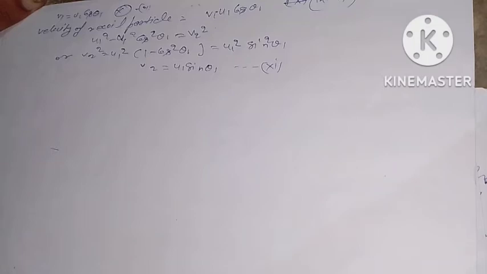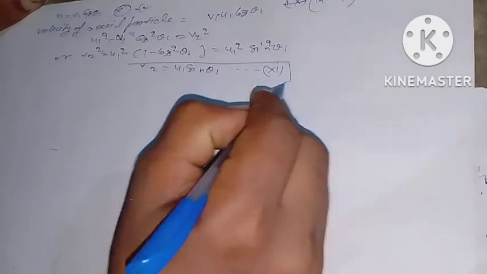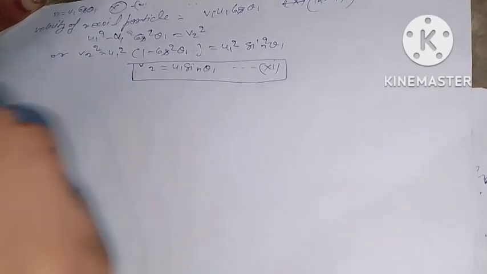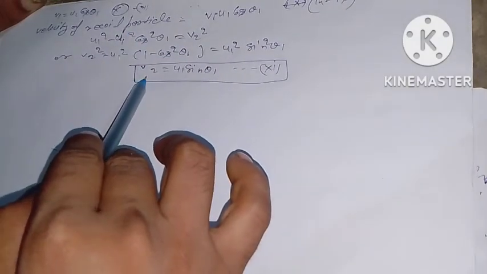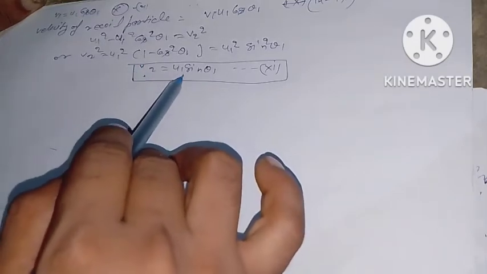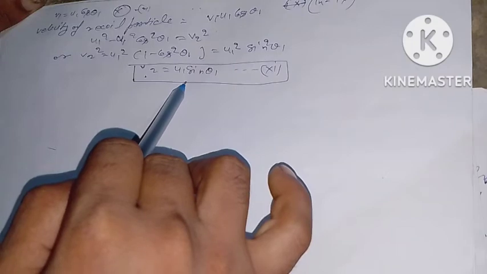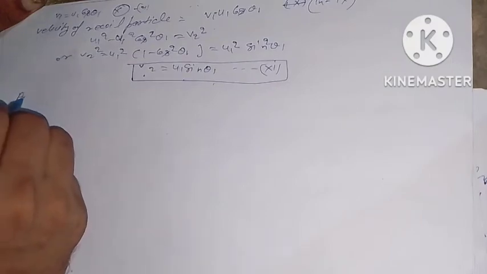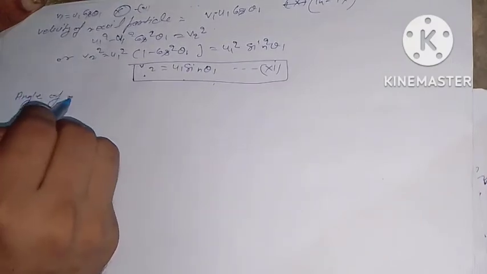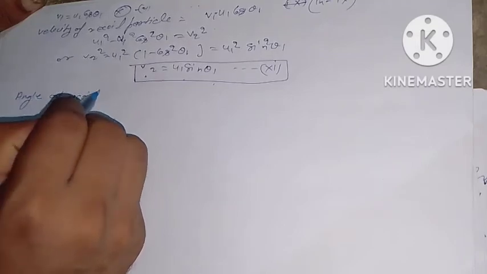By equation number 11, the relation gives the value of v2, the velocity of the recoil particle, in terms of u1, the velocity of the incident particle, and theta 1, the angle of scattering, the angle of recoil.